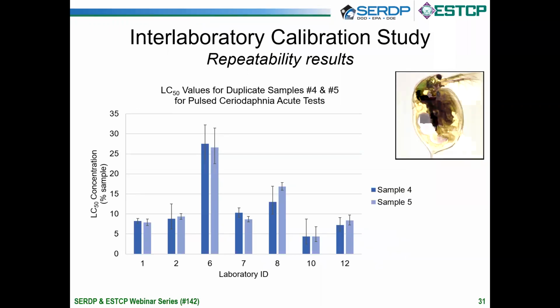And shown here is a figure that is looking at that repeatability. So this is where we are comparing the duplicate samples, number 4 and 5, the positive controls. And again, this figure shows that the duplicate samples for each laboratory, which is shown on the x-axis, are very close to one another. They are very comparable. And to evaluate these statistically, we looked at paired sample t-tests, which showed no significant differences between sample 4 and 5, indicating good comparability in results between those two samples.